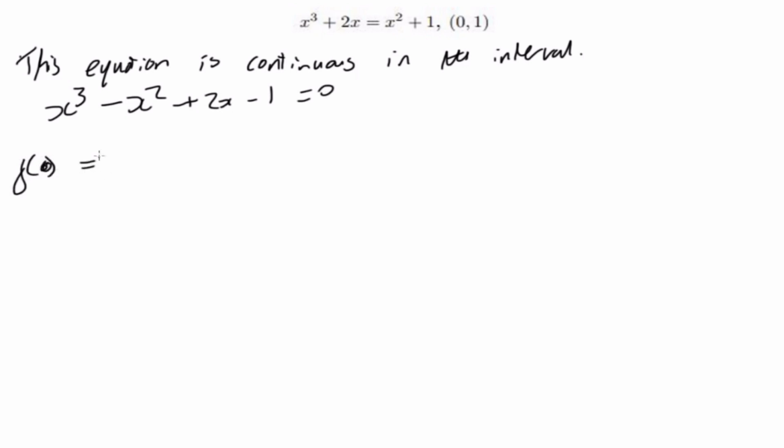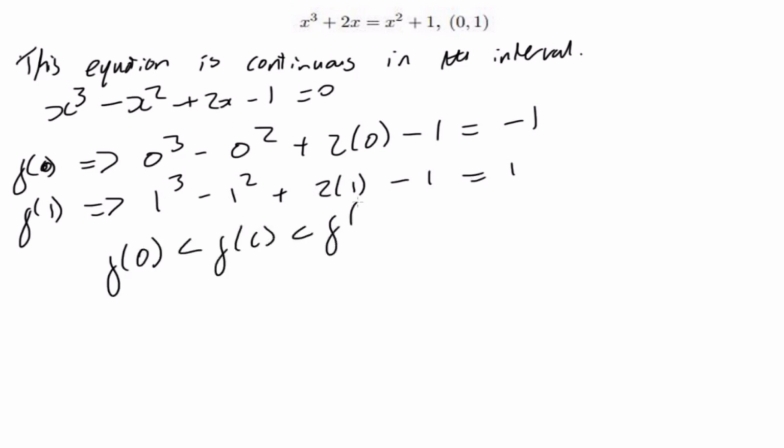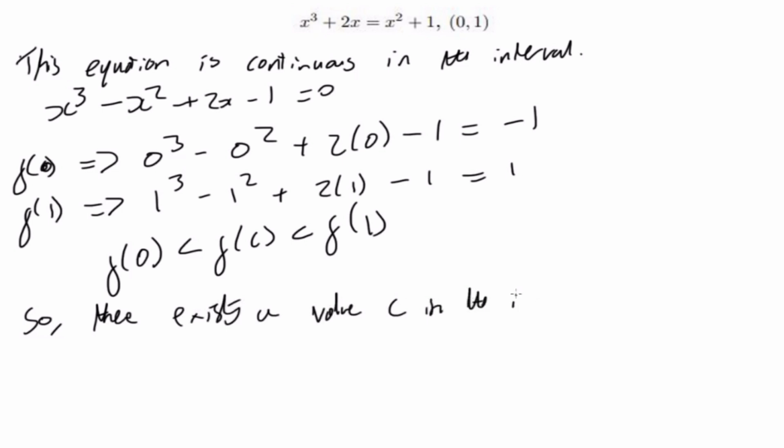So that's a 0. So that goes to 0 cubed minus 0 squared plus 2 times 0 minus 1 equals minus 1. And our f of 1 is 1 cubed minus 1 squared plus 2 times 1 minus 1. So that's 1 minus 1, that's 0, plus 2 minus 1, it gives you 1. So we can say f0, fc, and f1. So there exists a value c in the interval such that f of c equals 0. And that's how you do it.